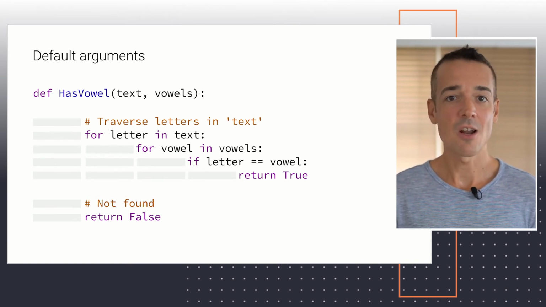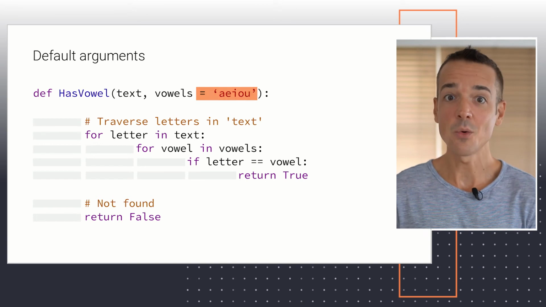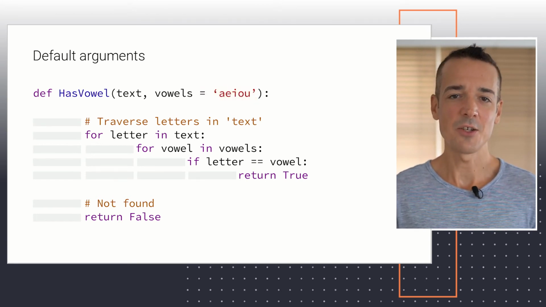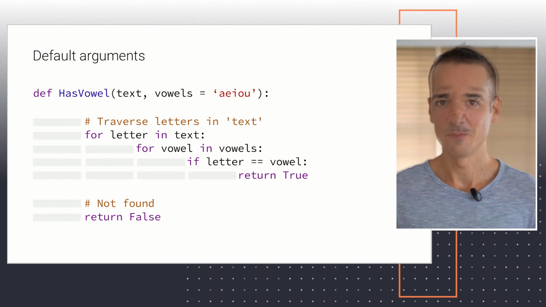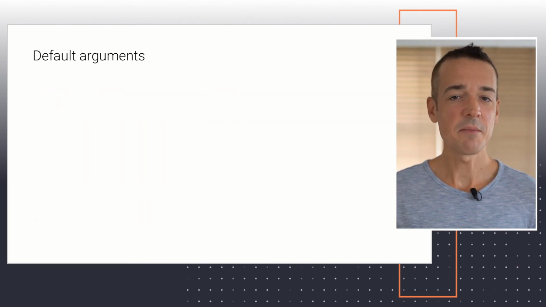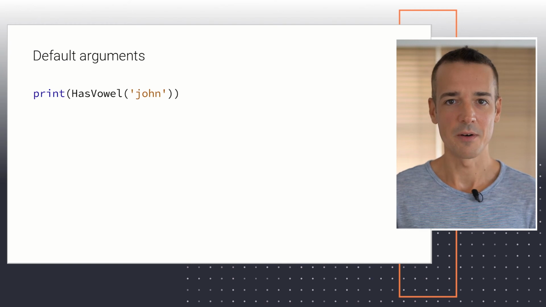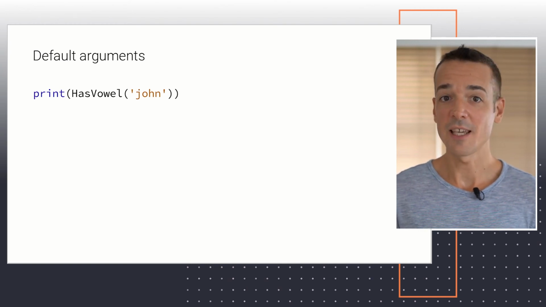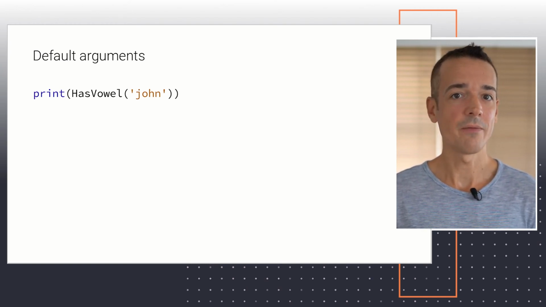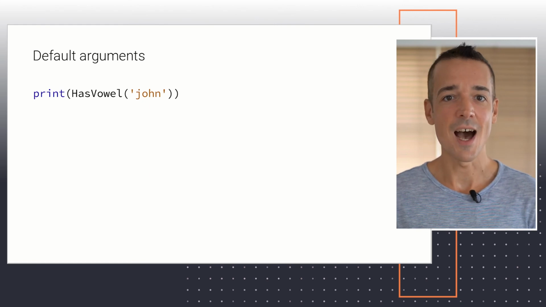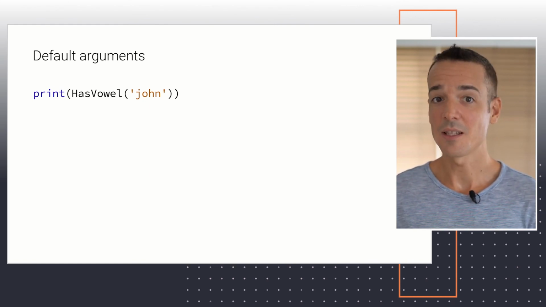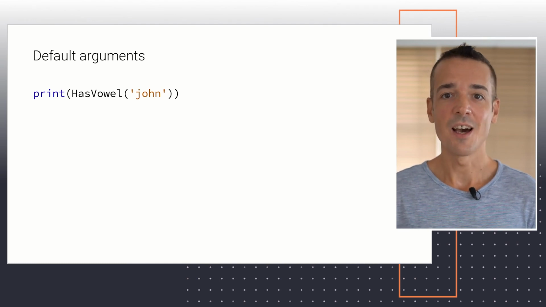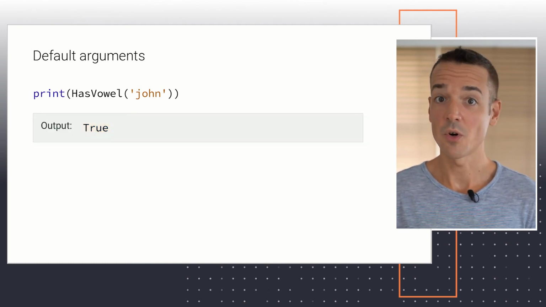A parameter can optionally be followed by the equal sign and a default value to be adopted if the corresponding argument is omitted. With this modification, we can attempt the last function call shown before. Since the second argument is not given, Python assumes a default value set to A, E, I, O, U, a string containing all vowels. Now we can see that this function call succeeds, and it prints true because word John contains vowel O.